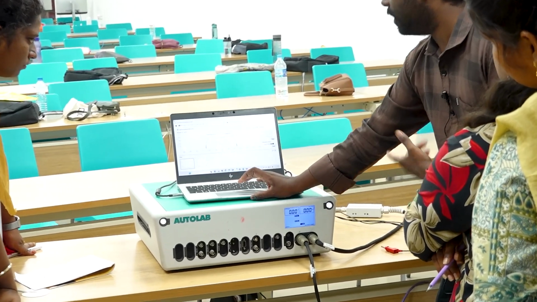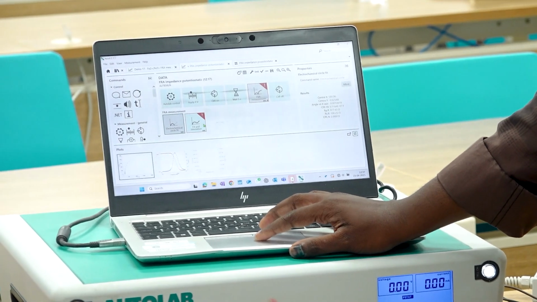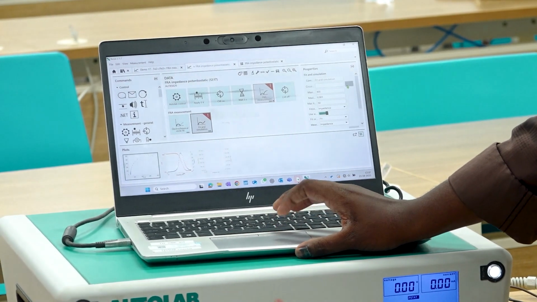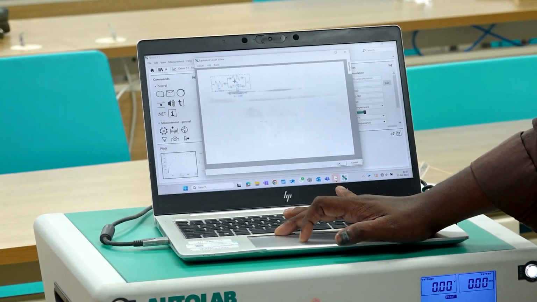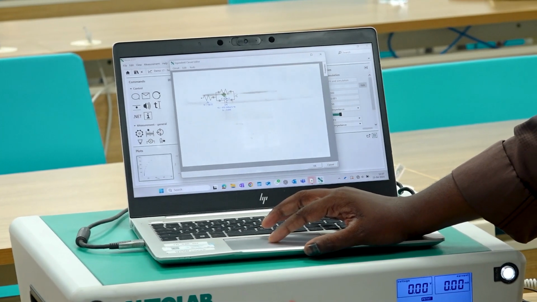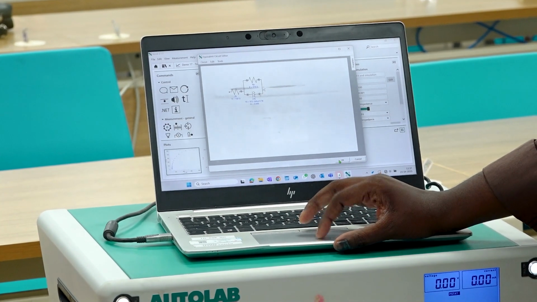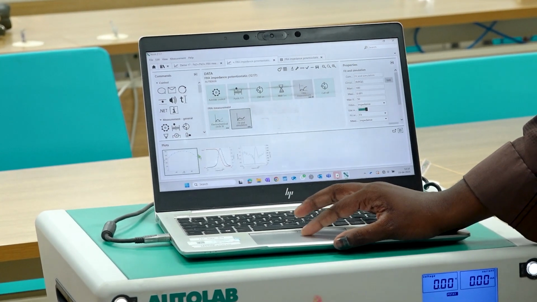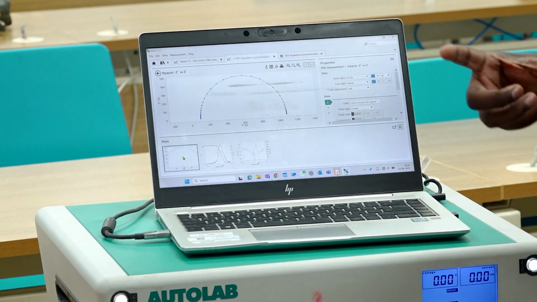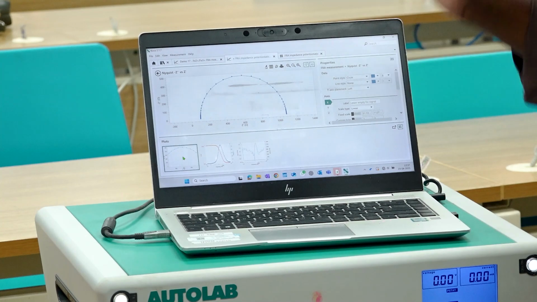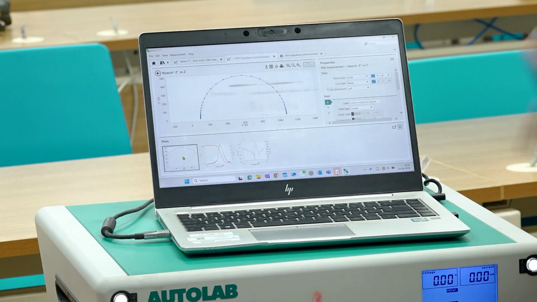I just copy the values, then go back to fit and simulation, go to edit, and just paste. Once I paste, the circuit is automatically created. After that I click OK. Now you can see the dotted points are our actual data, and the line is the fitted data. If both overlap, our fitting is right.